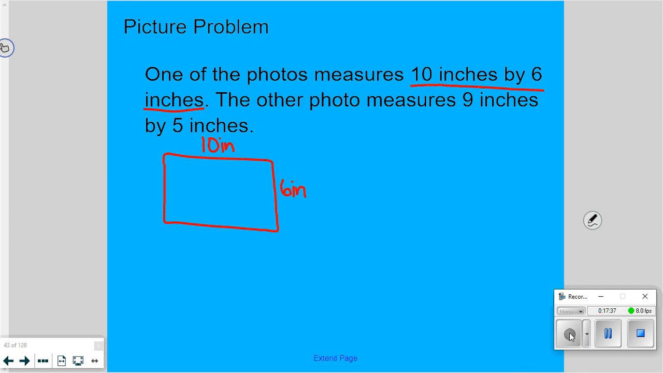All right, well, let's draw our other photo. Are we going to draw a triangle? No. Try with a rectangle. Now, this rectangle has different dimensions. This one is a 9-inch by 5-inch photo. So I'm going to label my dimensions. I have 9 inches. Rylan, we're writing. And I have 5 inches. So far, so good. Okay, question.